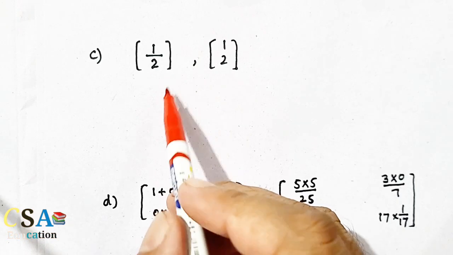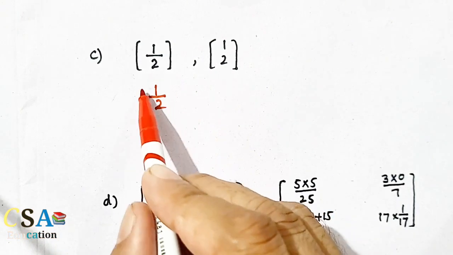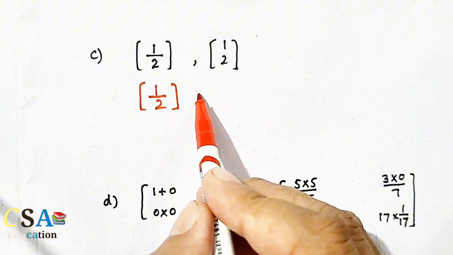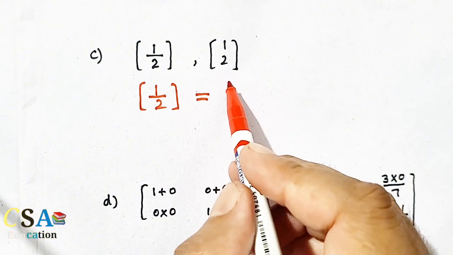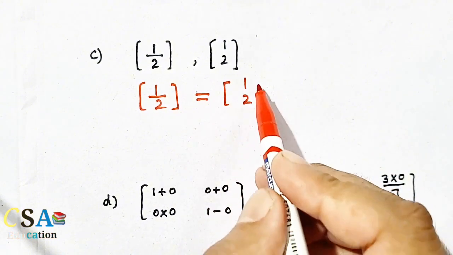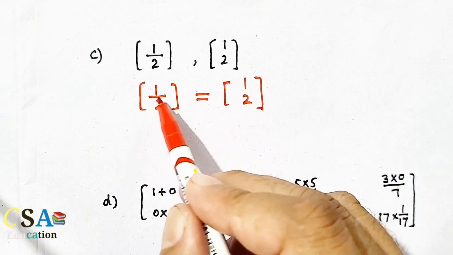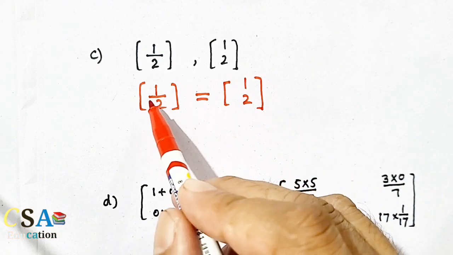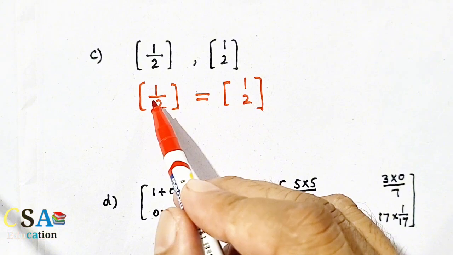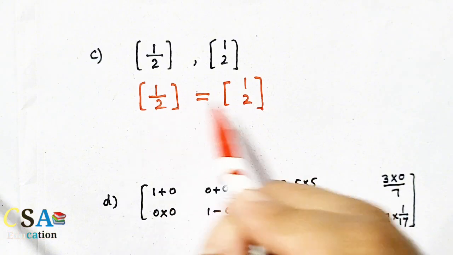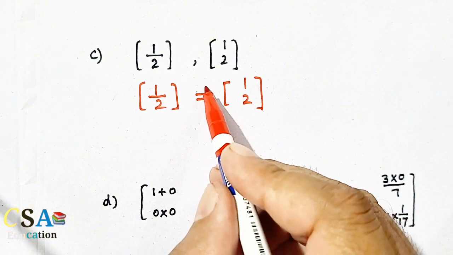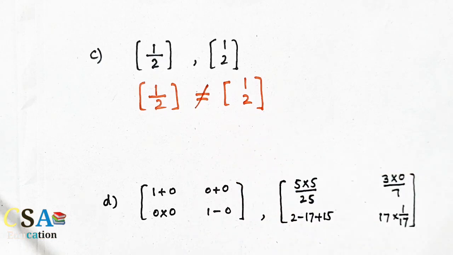The third part is 1 by 2. It is a single element. We put equal sign and it is 1 2. So these are two elements and it is single. So you can verify that order of both matrices are not same, so these matrices are not equal.